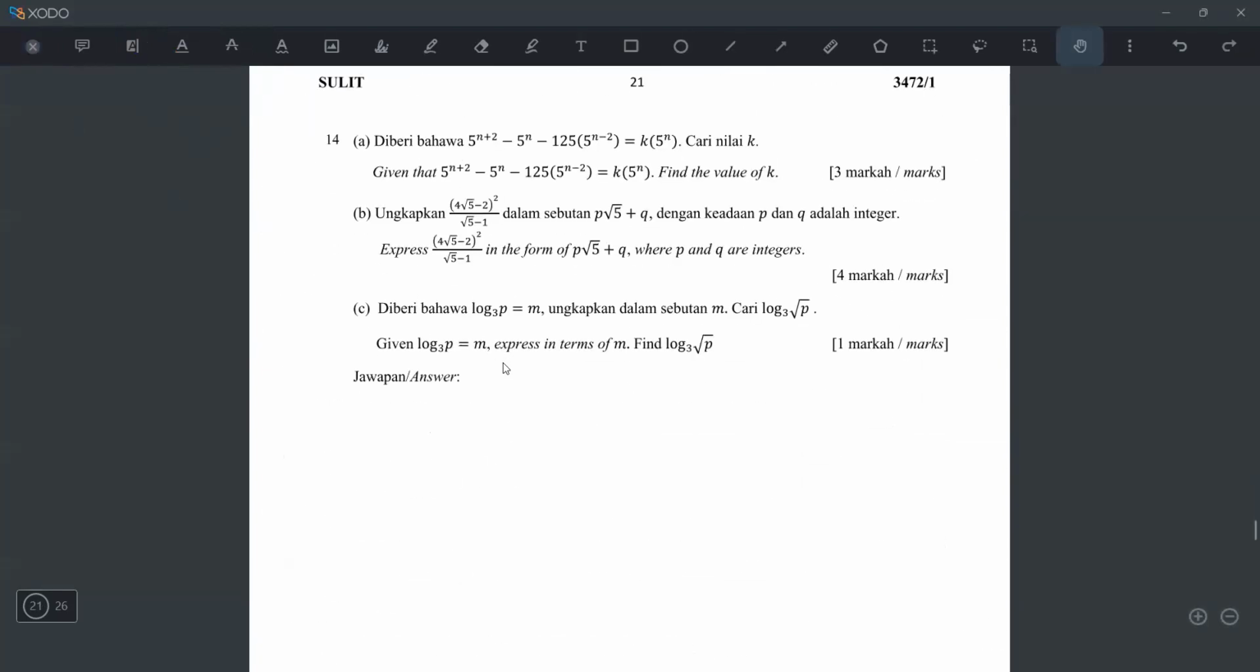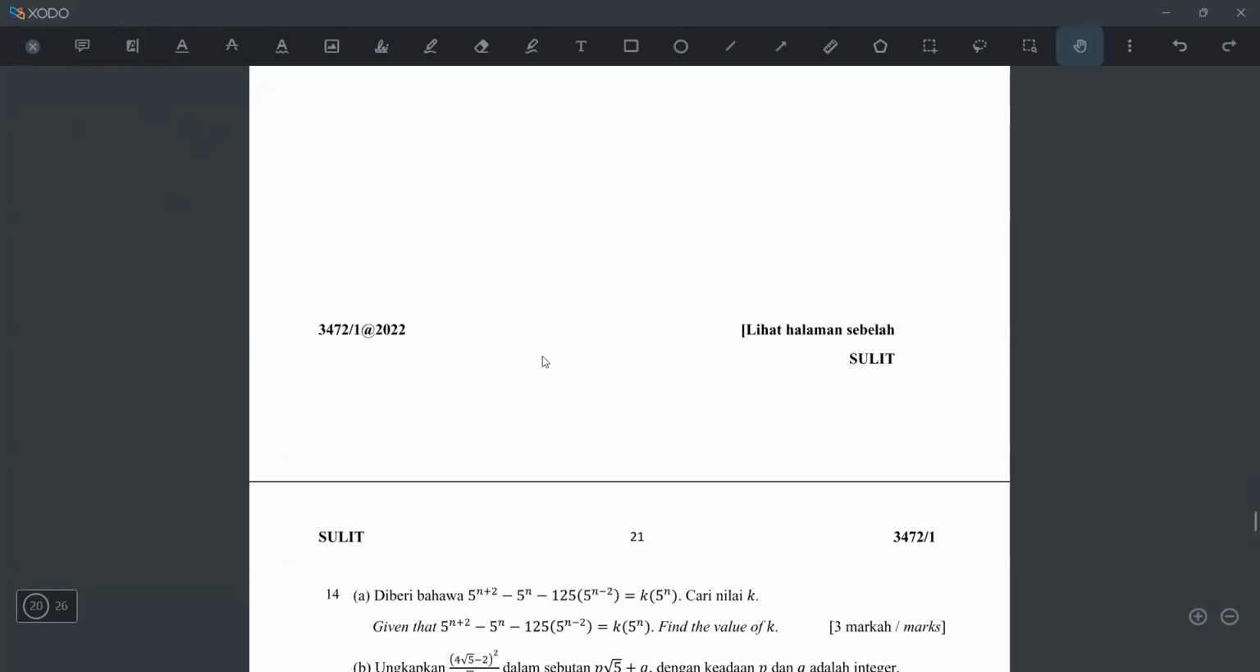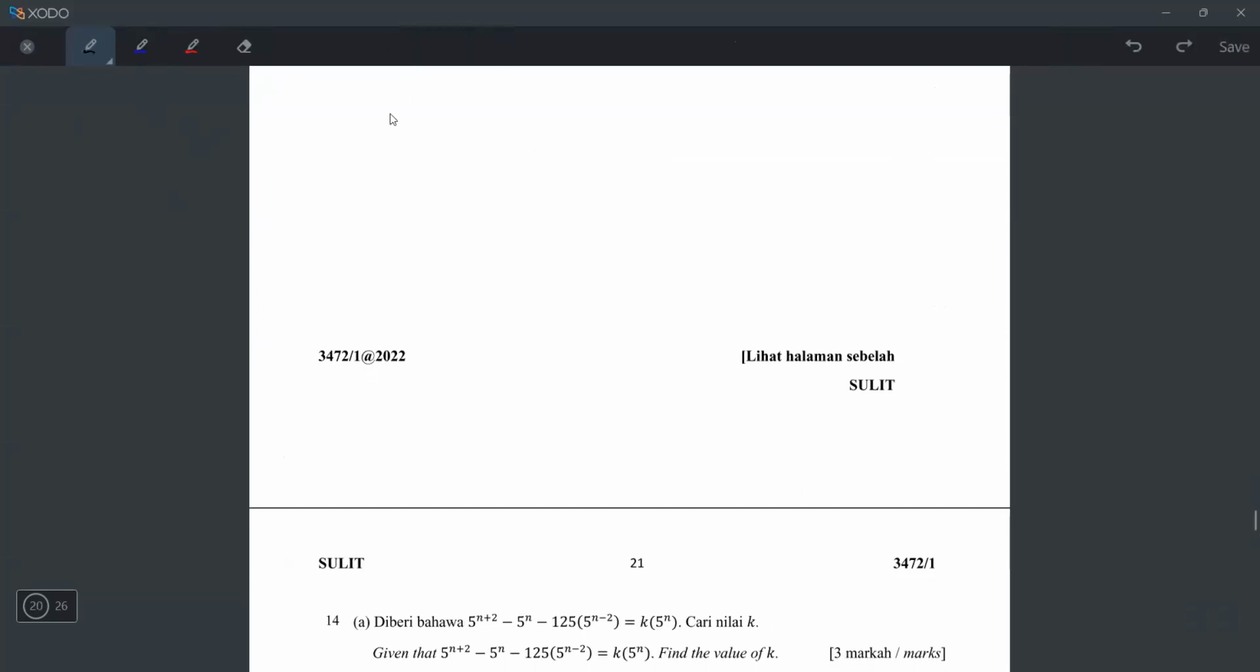Okay, let's go to question number 14. All right. Okay, I'll do it here. Okay, 14. This is obviously indices. All right. So 5 power n plus 2 minus 5 power n equals to k times 5 power n. Find the value of k. I think this one you need to simplify the left hand side until it looks like this, and then only you can compare. But how can I simplify this?